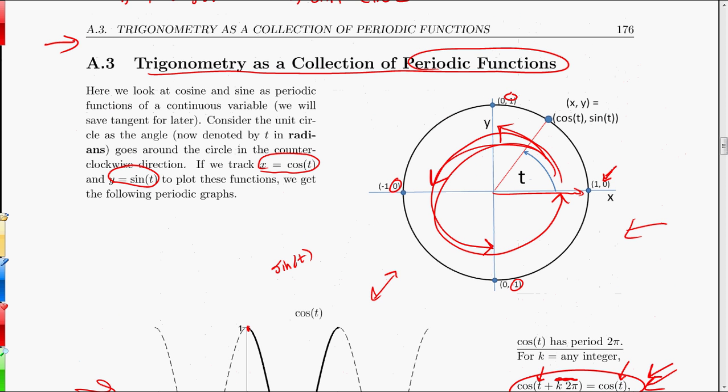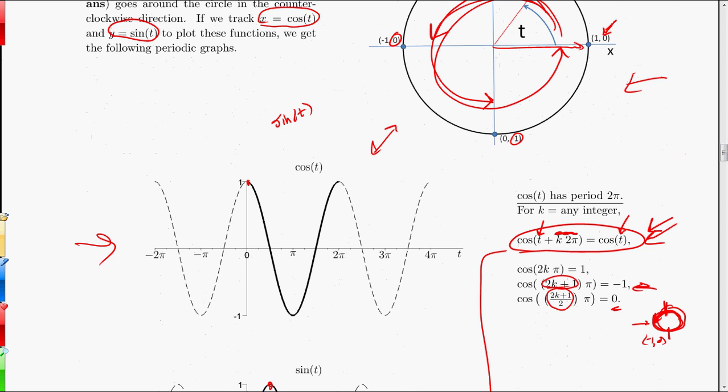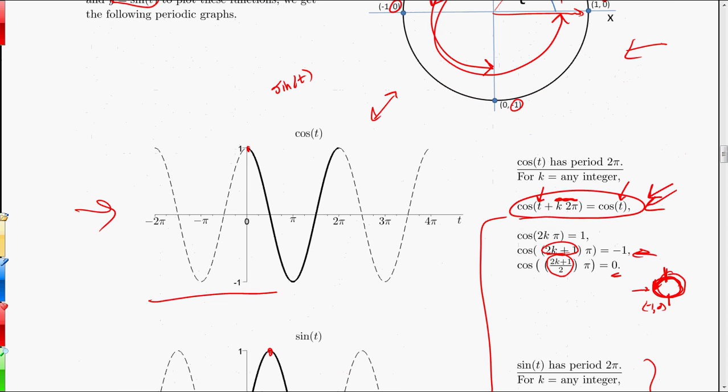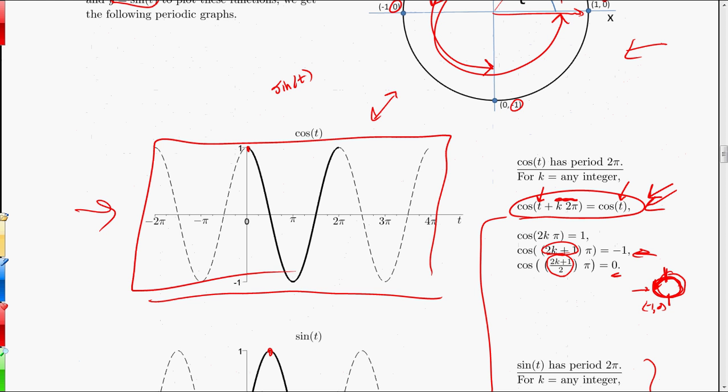All right. So that's trigonometry as a collection of periodic functions, specifically a continuous variable, and it leads to a continuous and, in fact, differentiable function. All right, so that wraps up part 3, and I will see you at part 4 when we start talking about altering these curves, moving them around, stretching them, shrinking them, giving them a higher frequency, changing the period, things like that. But that is the next video.